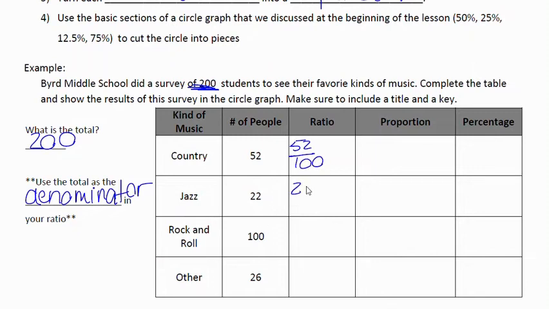Jazz would be 22. I'm sorry, not 100, 200, because our total is 200. 22 out of 200. Rock and roll is 100 out of 200. And other is 26 out of 200.